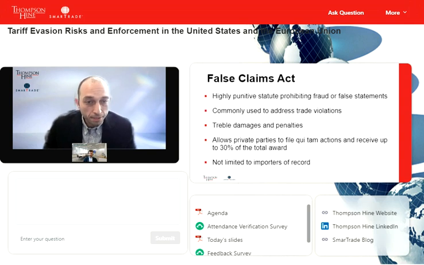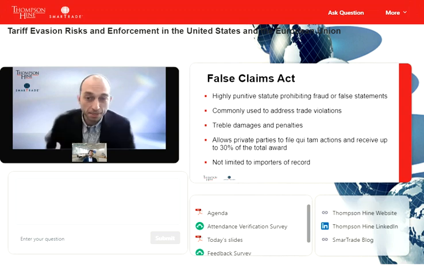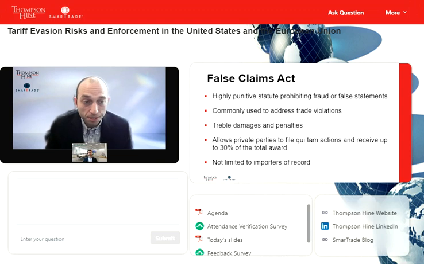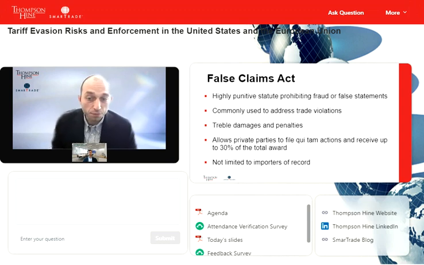And then I think the last one, and it's quite punitive, is the False Claims Act. That is another basis for civil customs enforcement. The FCA is a highly punitive statute that prohibits fraud or false statements made to the government. And it's commonly used to address trade violations, especially in recent years. And it could lead to treble damages, as well as the imposition of penalties for each violation.